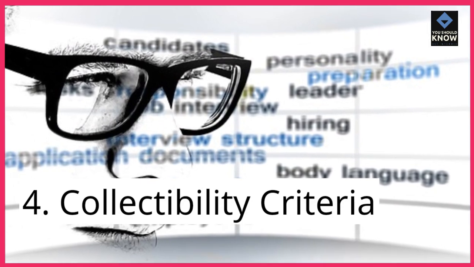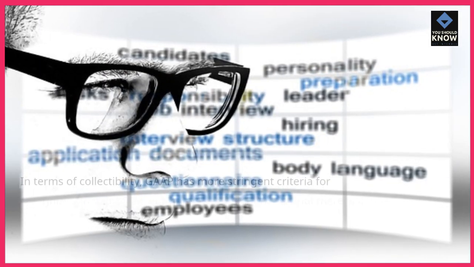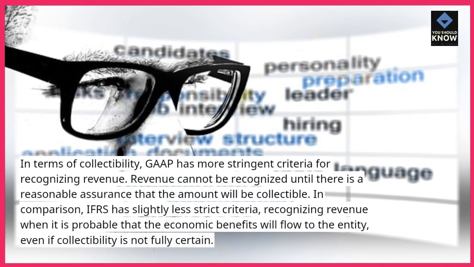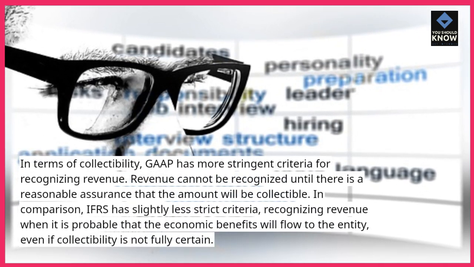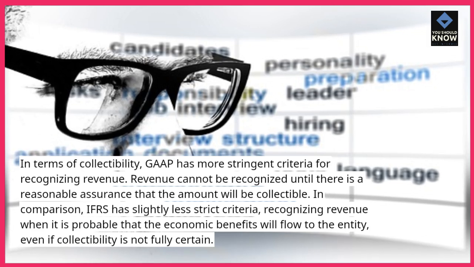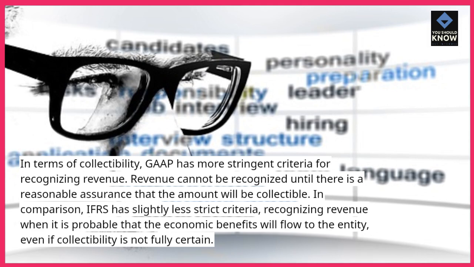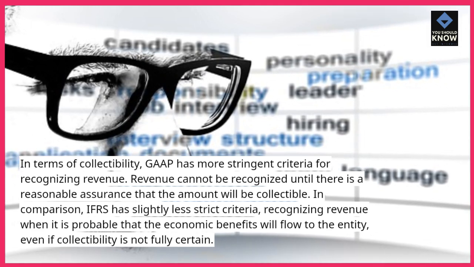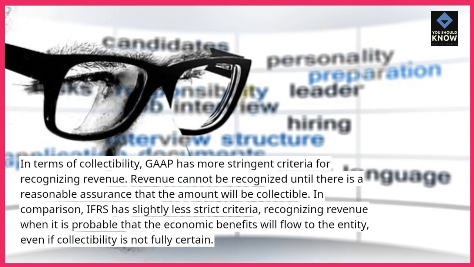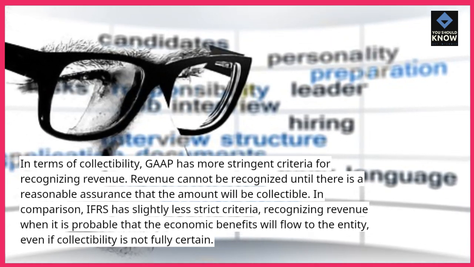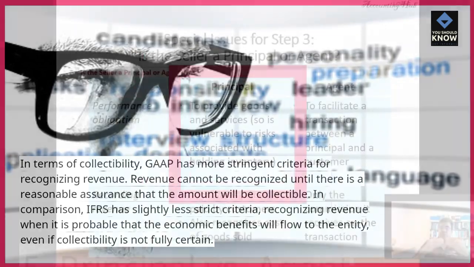4. Collectibility criteria. In terms of collectibility, GAAP has more stringent criteria for recognizing revenue. Revenue cannot be recognized until there is a reasonable assurance that the amount will be collectible. In comparison, IFRS has slightly less strict criteria, recognizing revenue when it is probable that the economic benefits will flow to the entity, even if collectibility is not fully certain.